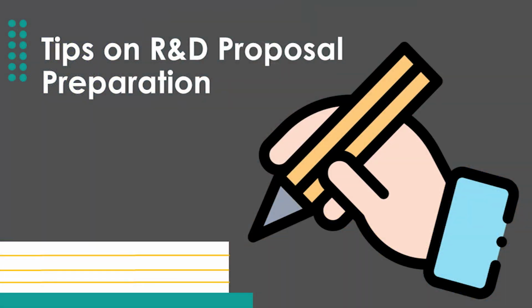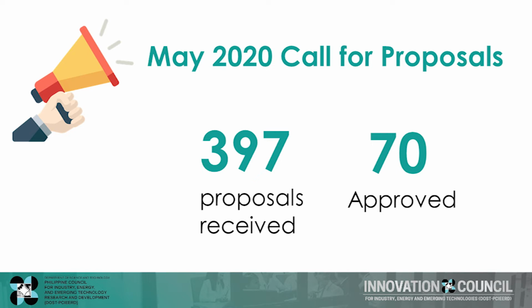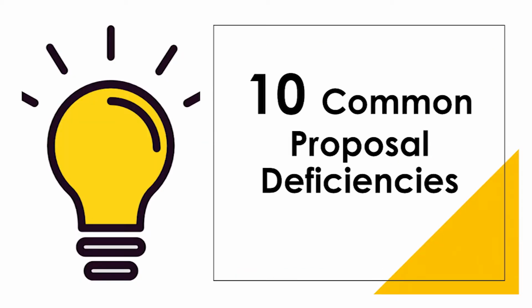The May 2020 call for proposals resulted in a whopping 82% being disapproved at the various stages of the evaluation process. Ever wonder how you can ace that grant for your research idea? In this presentation, we will reveal the top 10 common proposal deficiencies in order to help you increase your chances of getting your proposals approved.